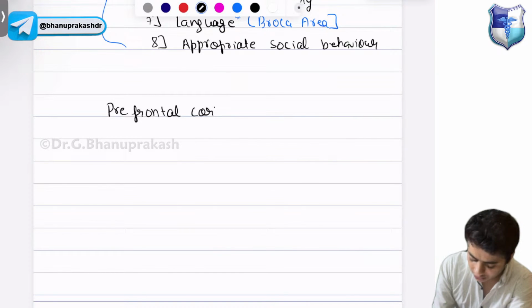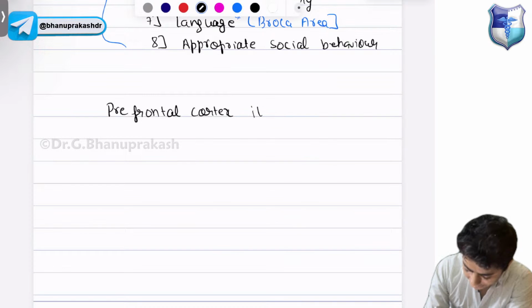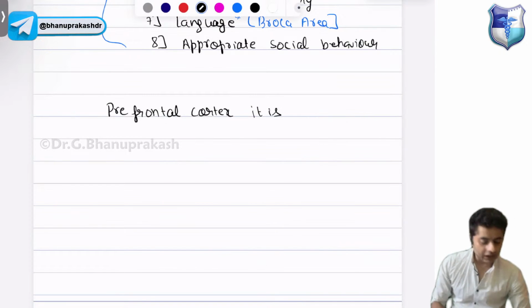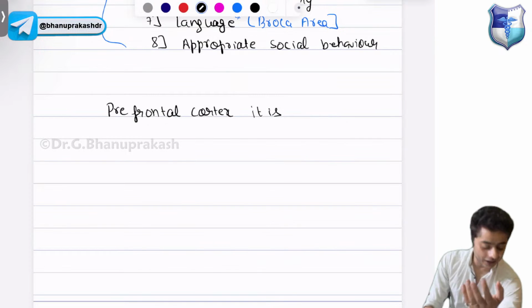Okay, now there is one more interesting thing to know, that your prefrontal cortex, it is connected. Thank you, latest news. So it is about memory. Non-medical people should also know about memory.